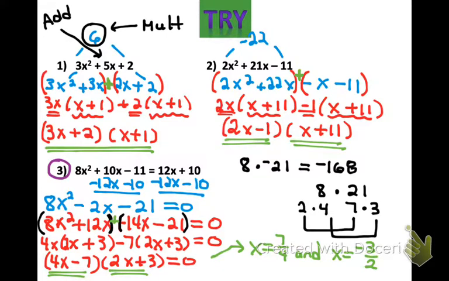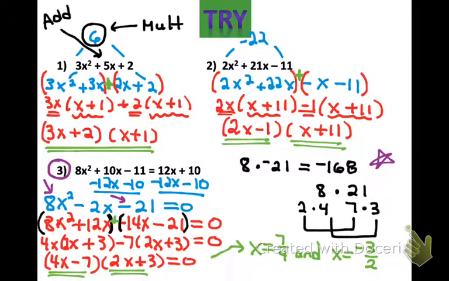Especially for number 3, notice we had to multiply the 8 and the negative 21. On the right, that comes out to negative 168. Easy factors were 8 and 21, and that didn't work, so I factored 8 into 2 and 4 and 21 into 7 and 3, and then I mixed and matched to find my factors of 12 and 14. Then because it was set equal to 0, we had to solve and use our zero product property, so x equals 7/4 and x equals negative 3/2.